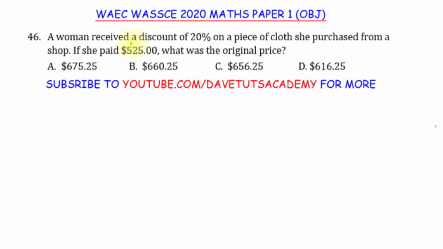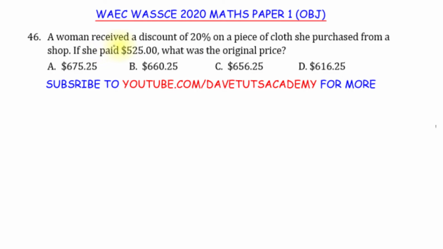A woman received a discount of 20% on a piece of clothes she purchased from a shop. If she paid $525, what was the original price? So this is a very good question on commercial mathematics, but I would like to take a proportional or a ratio approach to try and solve this.